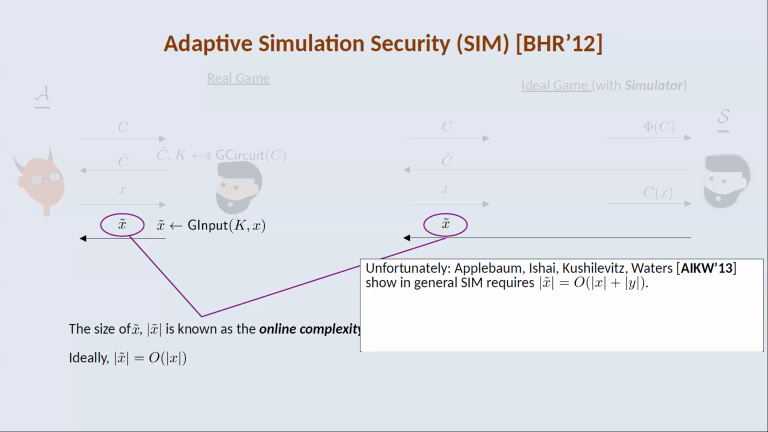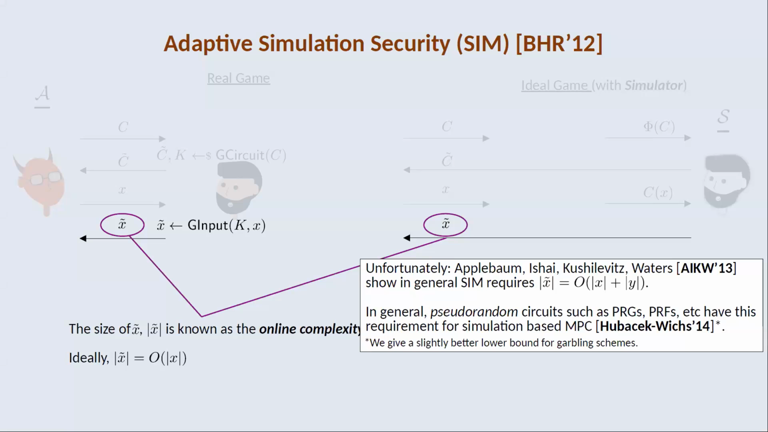But unfortunately, this is not achievable under the SIM notion. Applebaum, Ishai, Kushilevitz, and Waters, or AIKW, showed that in general, SIM requires online complexity that grows with the input length and the output length. And you can't really get rid of this dependency on the output length. And then later, Hubacek-Wichs showed that any pseudo-random circuit, like a PRF or a PRG, is going to have this dependency on the output length if you want to define garbling in this simulation notion.